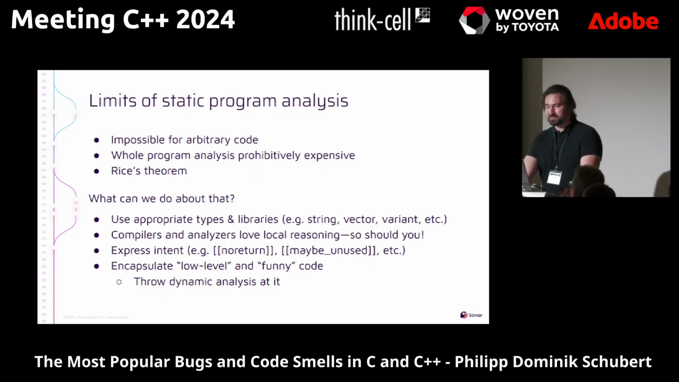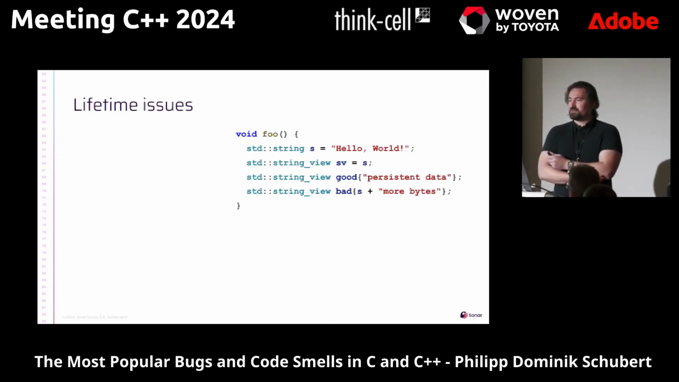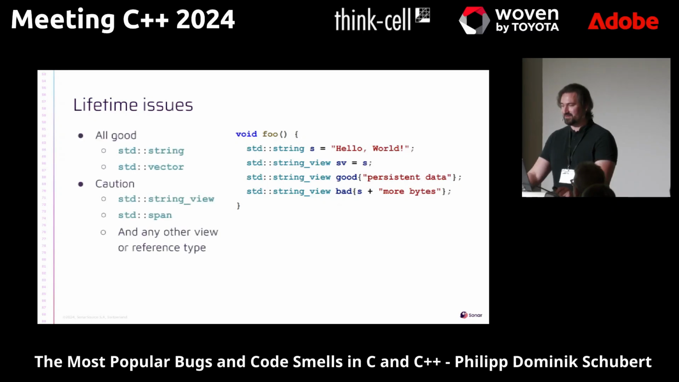No return to silence, like missing return of a function. Maybe unused, if you are annoyed by compiler warnings that say, hey, that variable is unused, and maybe you have a good reason for that, then just make it explicit. Right? So one thing that has bitten me a few times already: lifetime. All good, you have std::string, you have std::vector.